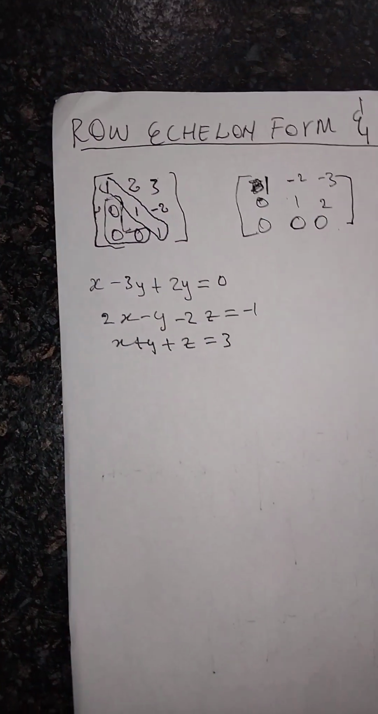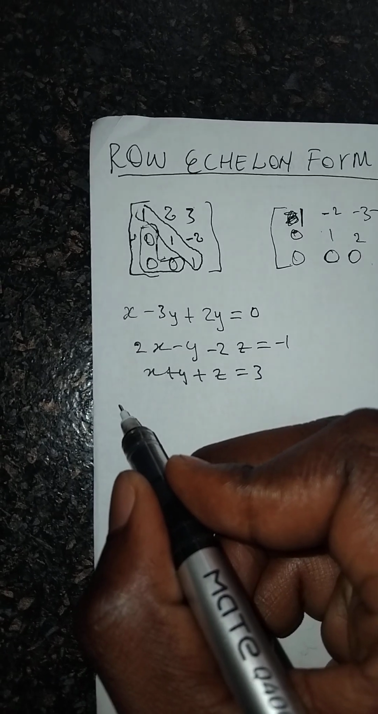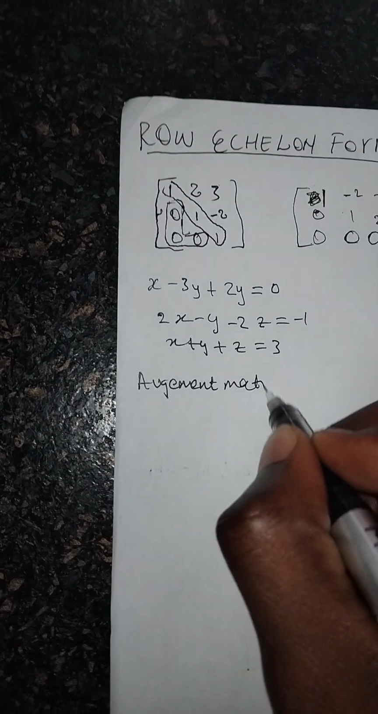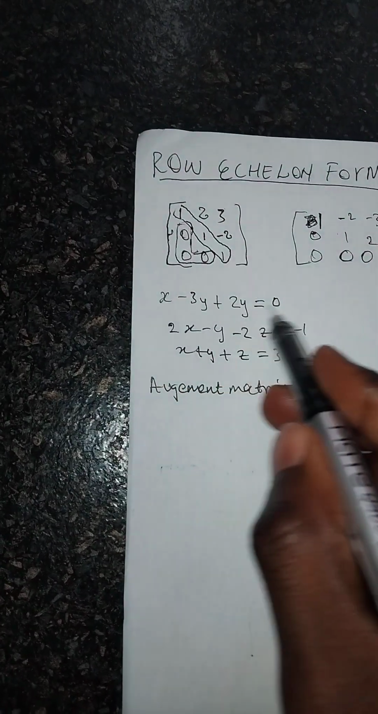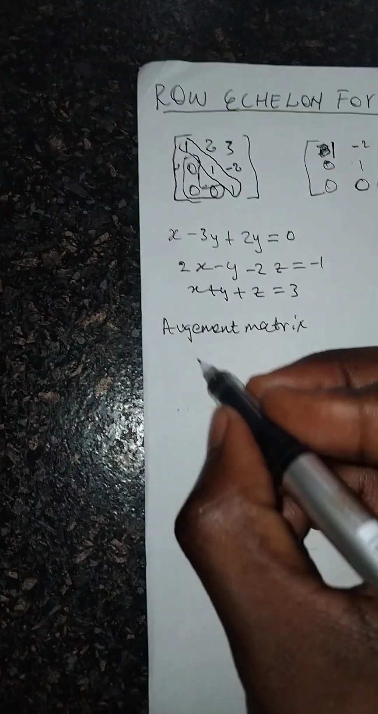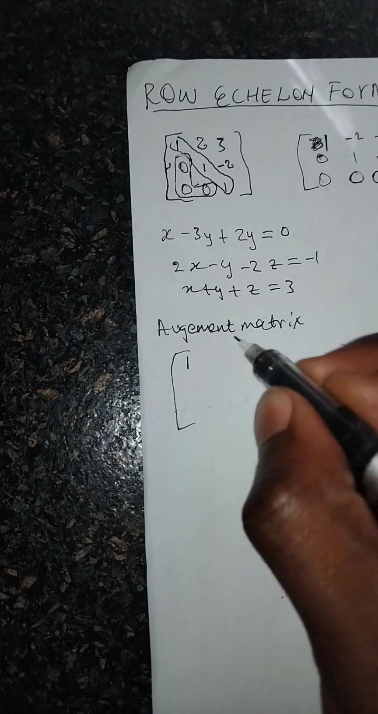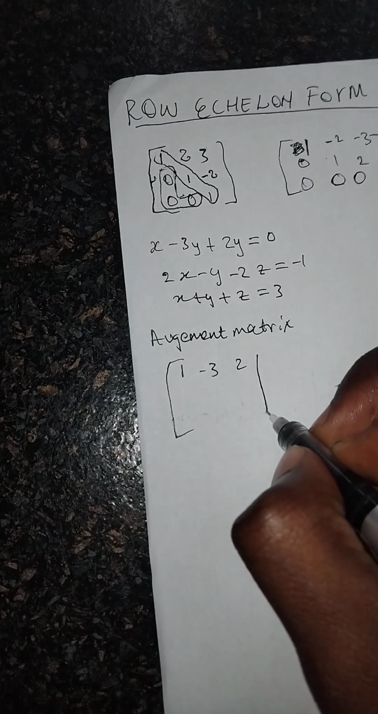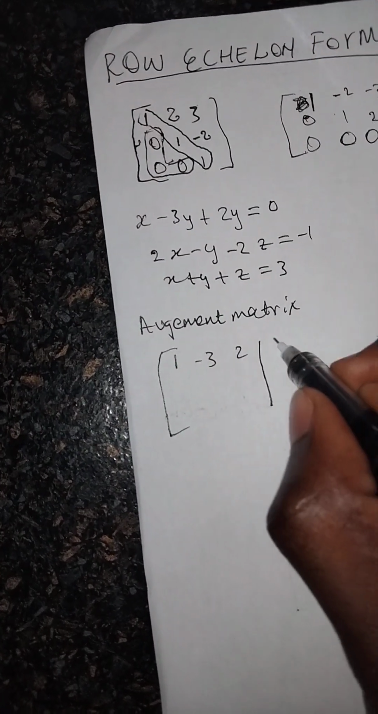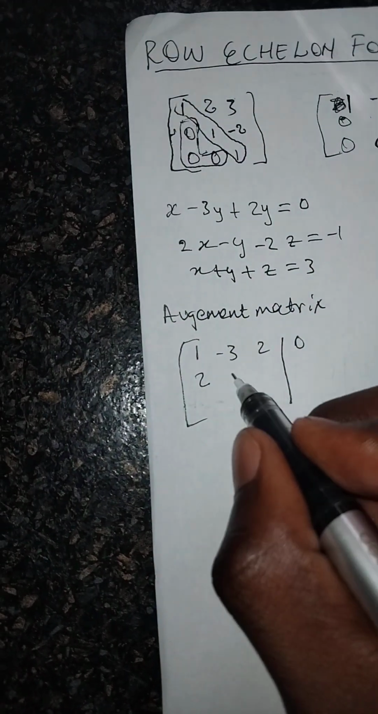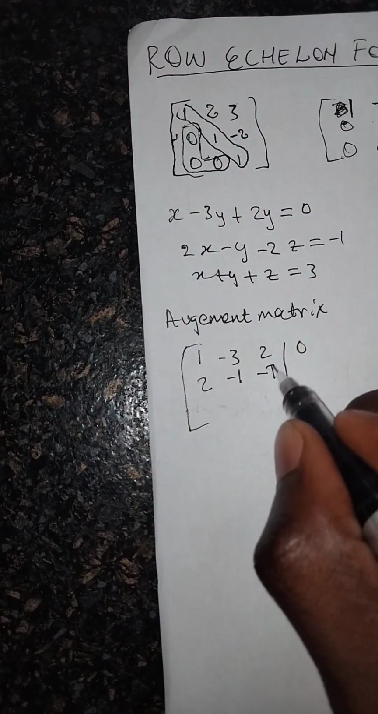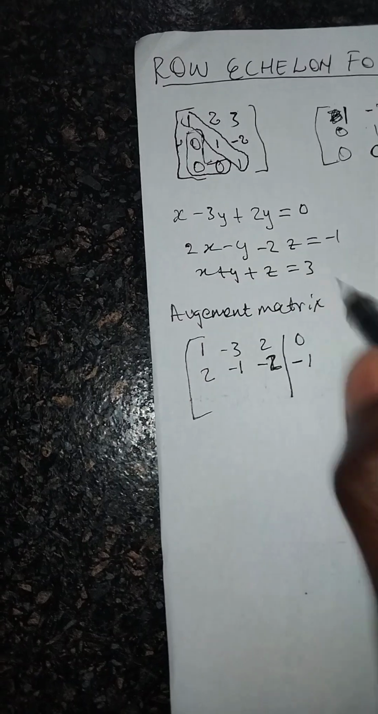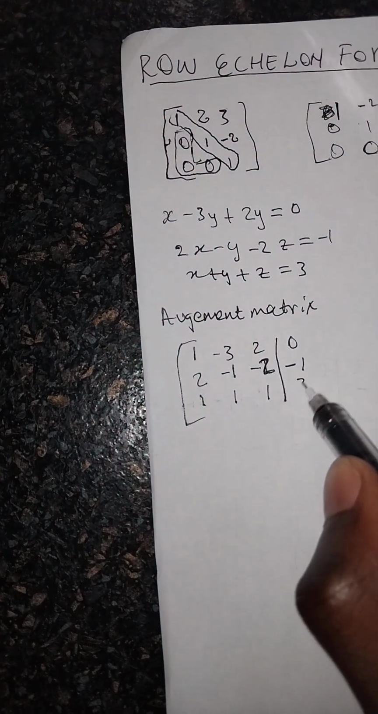Okay, so in order for us to perform row echelon form and row operations, we have to put this system of linear equations in what we call an augmented matrix. What we simply do is take the coefficients of each equation. For the first equation, the coefficients are 1, minus 3, 2. Then we represent the equal sign with a vertical line, like that. Then 0. Then we have 2, minus 1, minus 2 and -1. So these are the coefficients of the second equation. And on the third equation, we have 1, 1, 1, and 3.